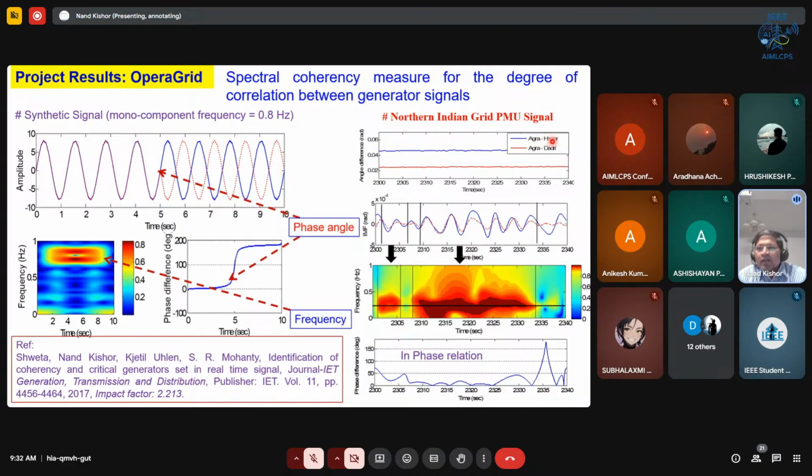So that was from Agra and Hisar, and Agra and Dadri. That was the actual signal, and then applying some of the techniques. This corresponds to the IMF of the signals here, and then again the spectrogram here. Here it shows the phase relation that we can get out of these two real-time signals here. And this study has been published in this reference here.